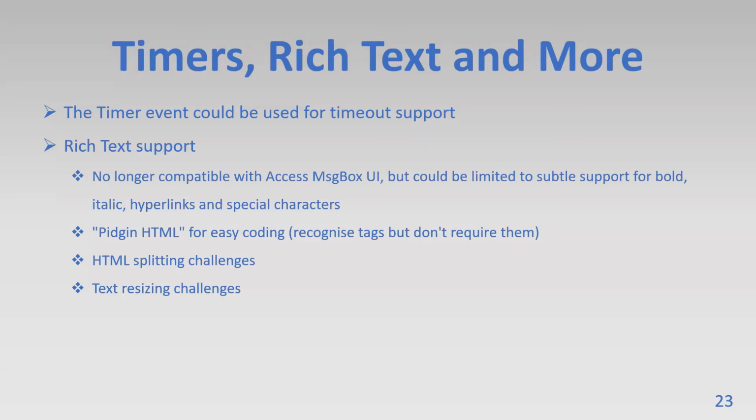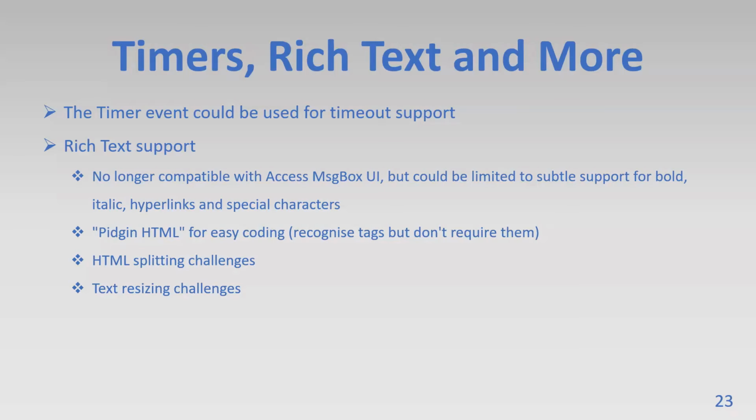Rich text support. Well, it would no longer be compatible with Access because they don't use rich text. What's the point of having something that comes up in purple italic 20-point font? Because it won't look like Access anymore. But you could use it to just do little subtle things like a bit of bold here and a bit of italic there, or maybe some hyperlink support. So that would be quite useful.